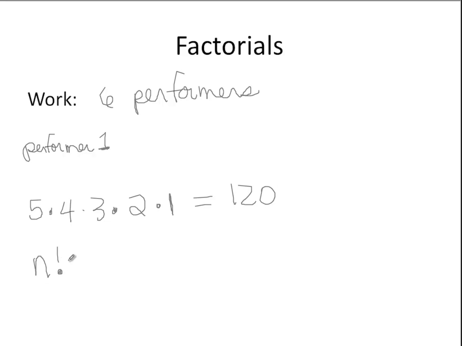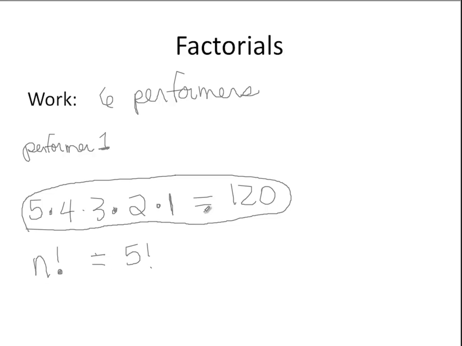To do factorials, you do it just like I have above. N is the amount of people that you're dealing with. We're dealing with 5 performers, so that would be 5 factorial. You would write it out just like this: 5 times 4 times 3 times 2 times 1.